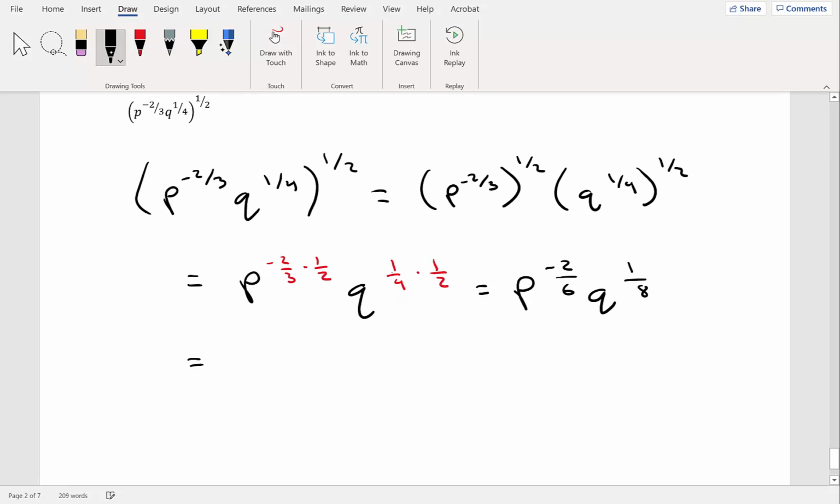Okay, we're not quite finished yet, so I have that fraction I could simplify. The negative 2 over 6 gives me negative 1 over 3. And I have q raised to the 1 over 8. But we're still not quite finished yet. Since I have this negative exponent, technically my problem is not completely simplified. Whenever you have a negative exponent, you have to flip it. So we'd have q raised to the 1 over 8 all over p raised to the 1/3. And now my answer is completely simplified. All my fractions are simplified, and I don't have any negative exponents.